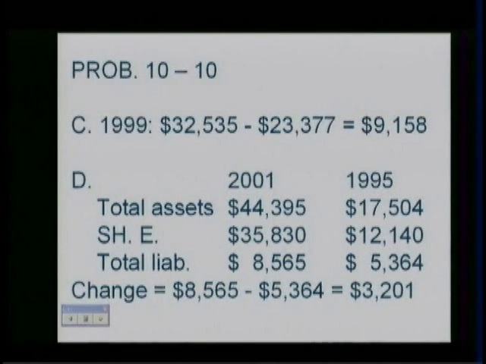In D, they ask you for the change in total liabilities from 1995 to 2001. Well, they don't give you that number, so you have to compute it yourself, but you are given total assets and shareholders' equity. Well, remember your accounting equation, assets equals liabilities plus shareholders' equity. So you simply subtract out, and you can find total liabilities in 2001 were $8.5 million, and in 1995 they were $5.3 million. So the change there was about $3.2 million.